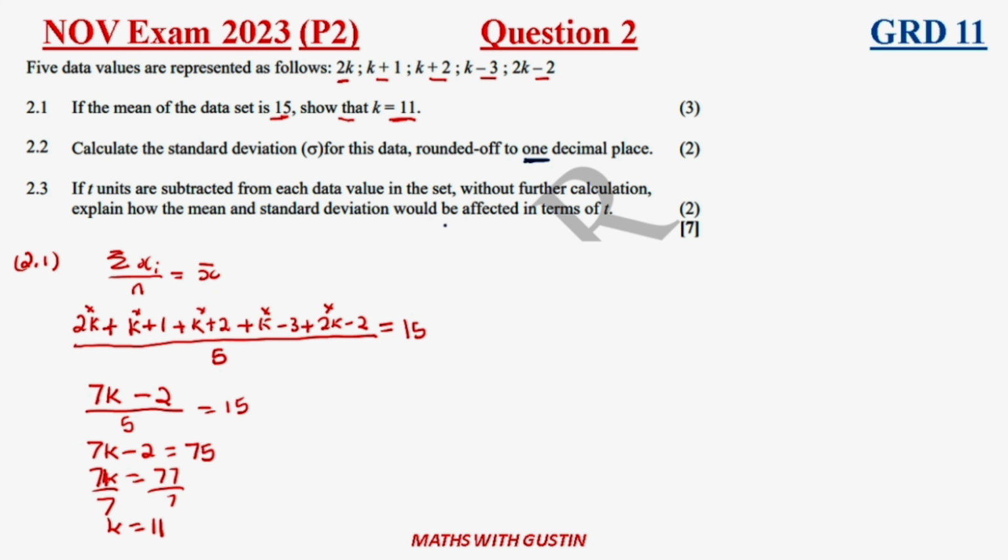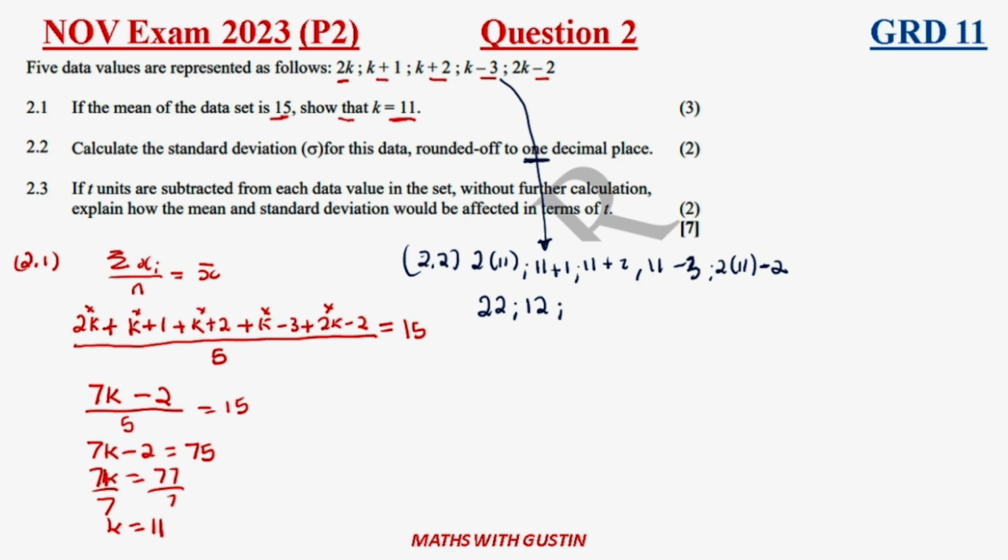Now it means we're going to have to put k into our data set. So it's going to be 2 times 11. I'm substituting the value of k into these to give me these values here. So it's 11 plus 1, 11 plus 2, 11 minus 3, and 2 times 11 minus 2. Here we have 22, then 12, 13. I hope you guys are following.